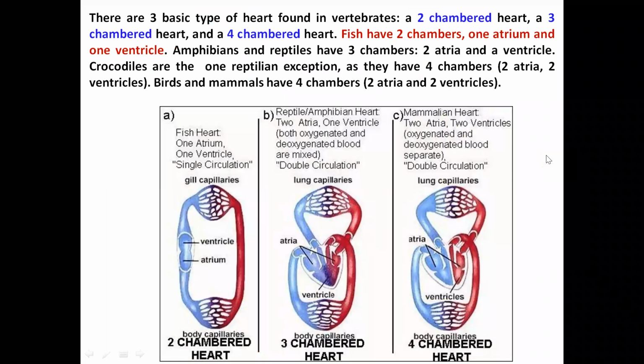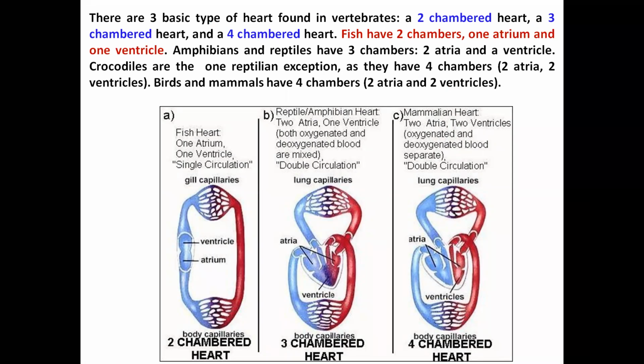So first we have talked about the open and closed circulatory system, where we have seen what is the main difference between them. Now we have seen that all the vertebrates have the closed circulatory system, including fishes. Now the type of hearts which are found in the vertebrates.